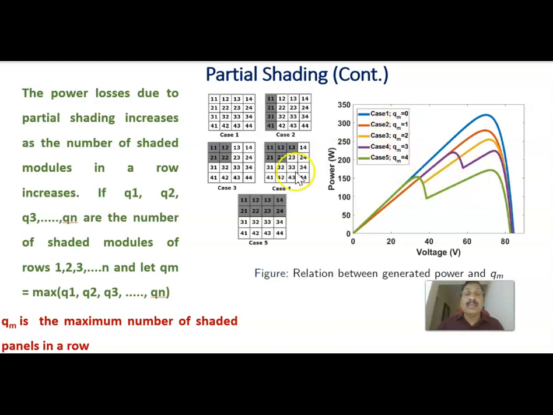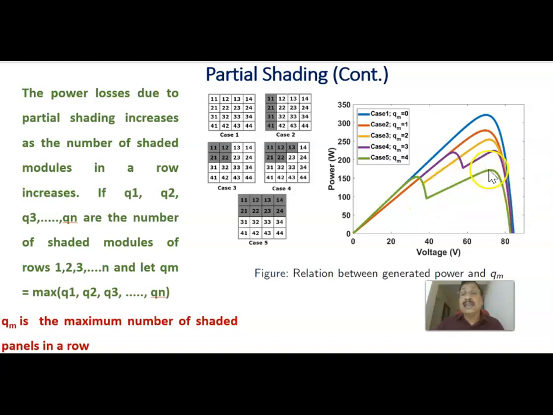Therefore, QM means the maximum number of shaded panels in a row, that is called QM. Therefore, if Q1, Q2, Q3, Qn are the numbers of shaded modules of rows 1, 2, 3 and n, the maximum of these is called QM, the maximum number of shaded panels in a row. In this case, QM equal to 0, QM equal to 1, QM equal to 2, QM equal to 3, QM equal to 4. As QM increases, we can see it going from 0 to 4.